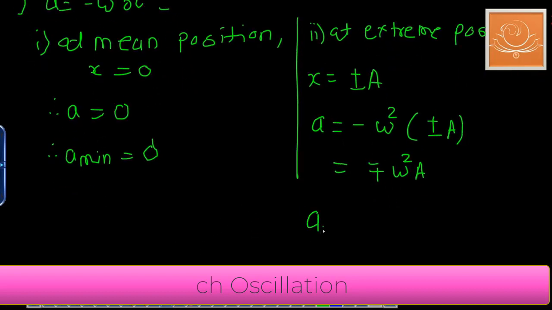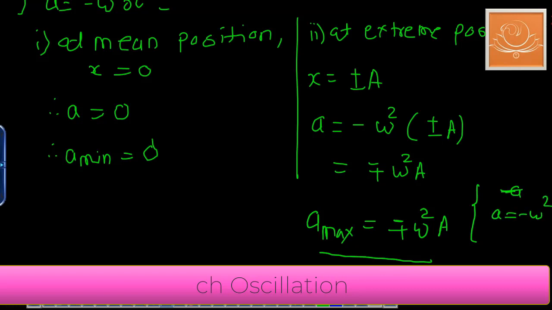Hence we can write acceleration maximum is equal to minus or plus omega square into a, because when the displacement is positive amplitude, acceleration becomes negative maximum and vice versa. These two values are at the two extreme positions. If at the first extreme position acceleration equals minus omega square into a, then at the second extreme position it becomes plus omega square into a. This is the meaning of minus or plus omega square into a.